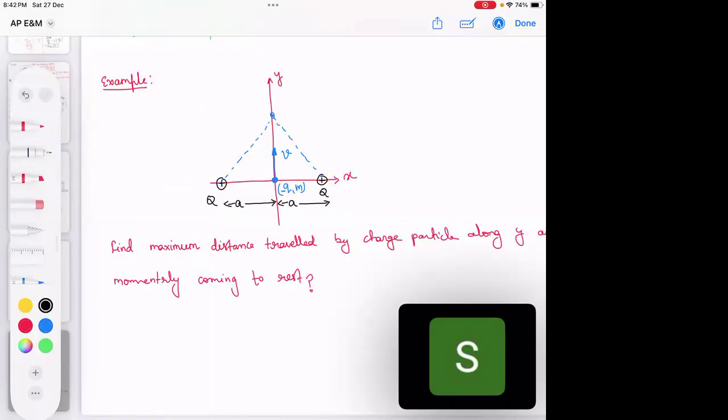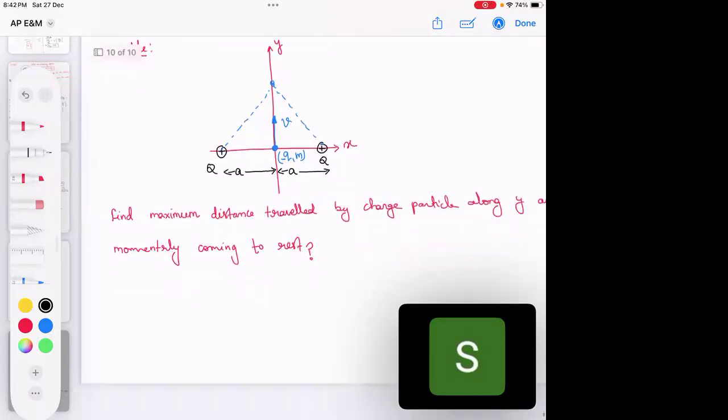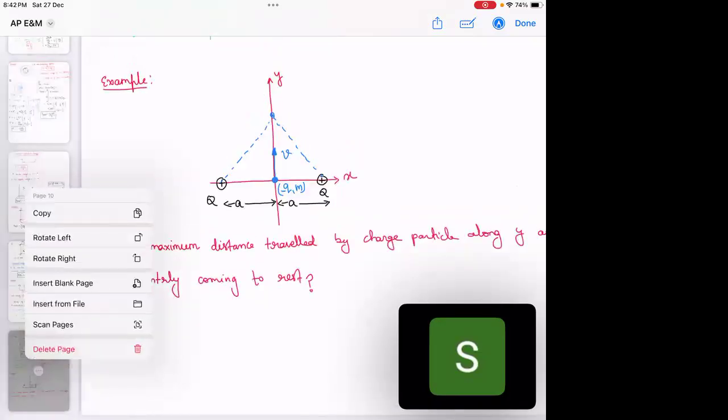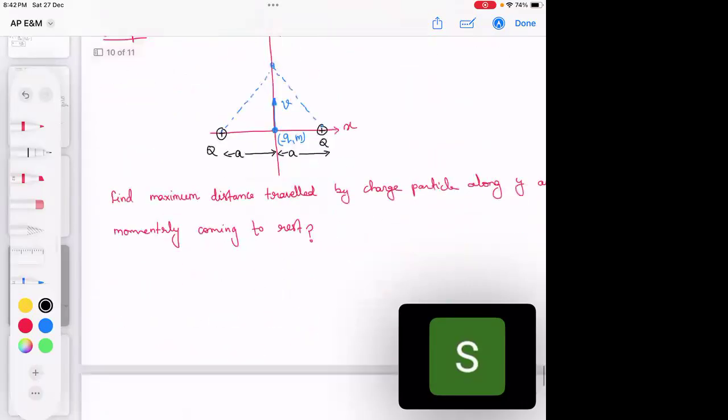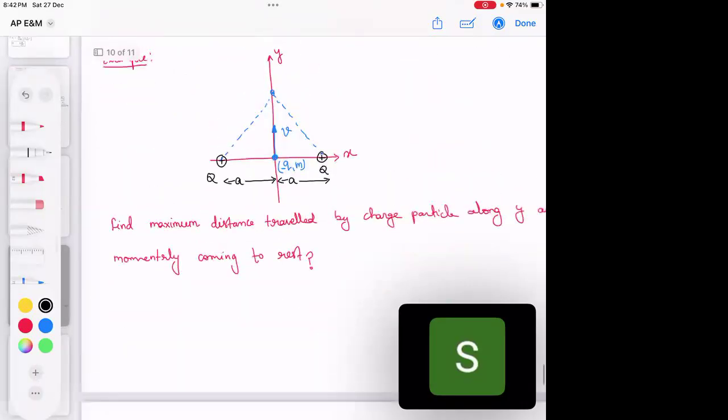Or sometimes they'll ask what is the maximum y coordinate. Please tell me what we should do in this question. Should we again apply energy conservation in this question also? Because the force acting on the charged particle is only conservative in nature. Understood?